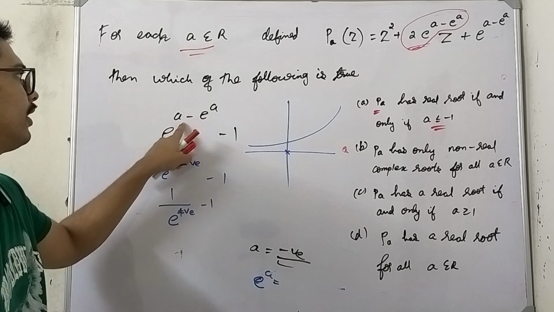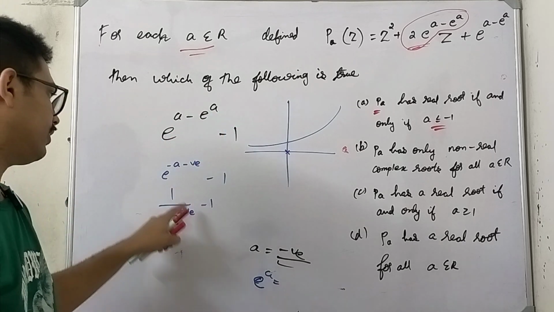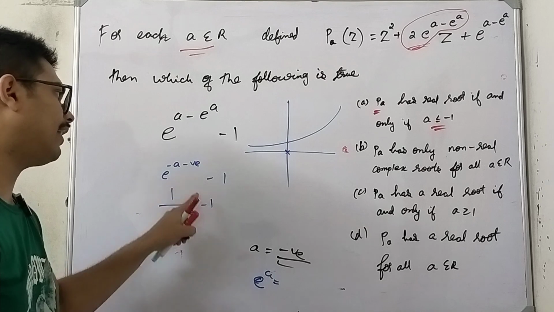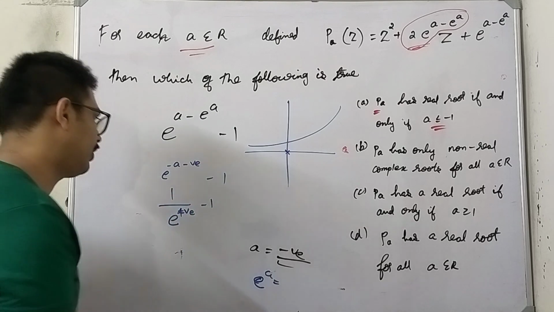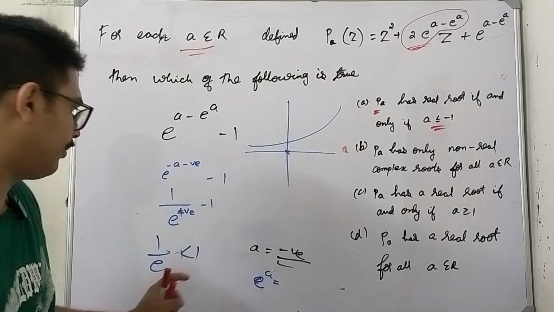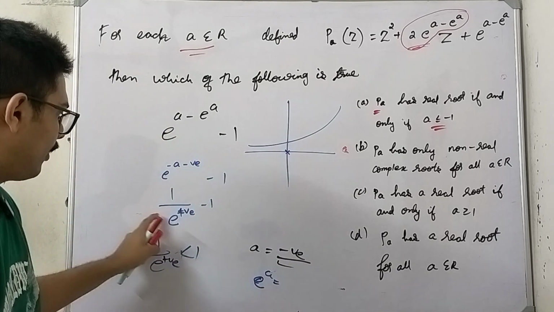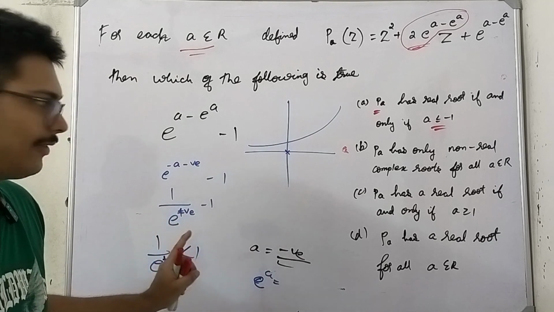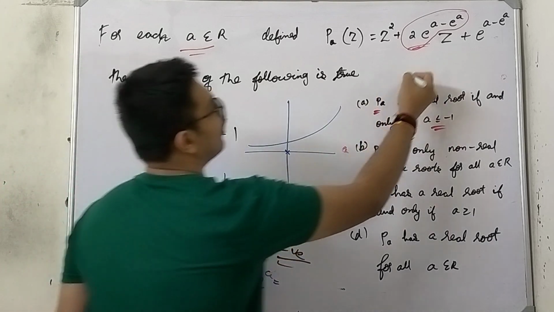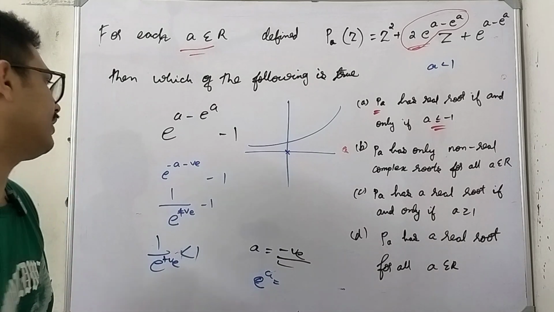The magnitude of this quantity cannot be equal to 0, because if a is not equal to 0, this is a non-zero number. So this will be a value less than 1, and this quantity will always remain negative, because 1 by e raised to a positive power is always less than 1. We have discussed it is only a positive power. So this will be negative for all a less than 0.